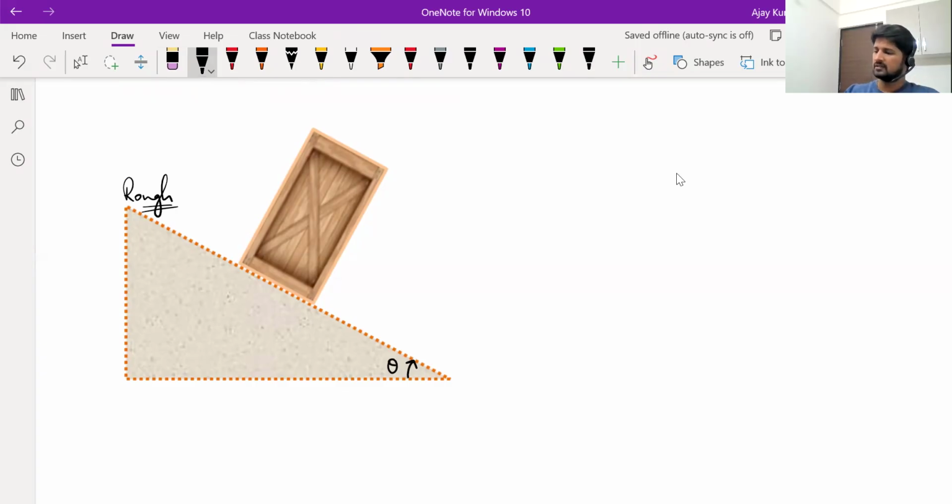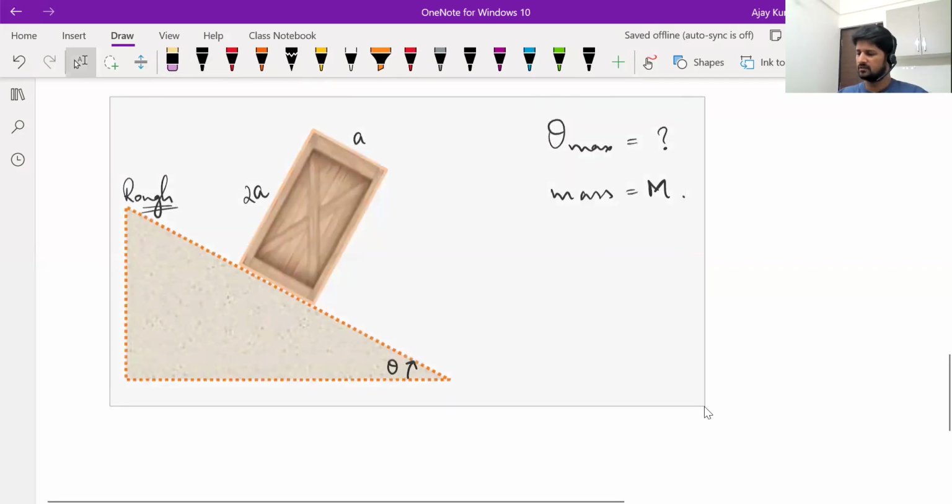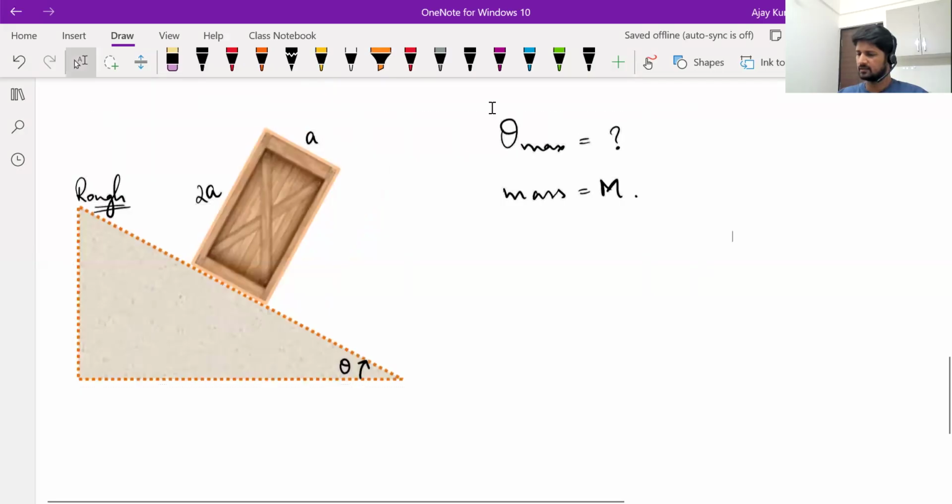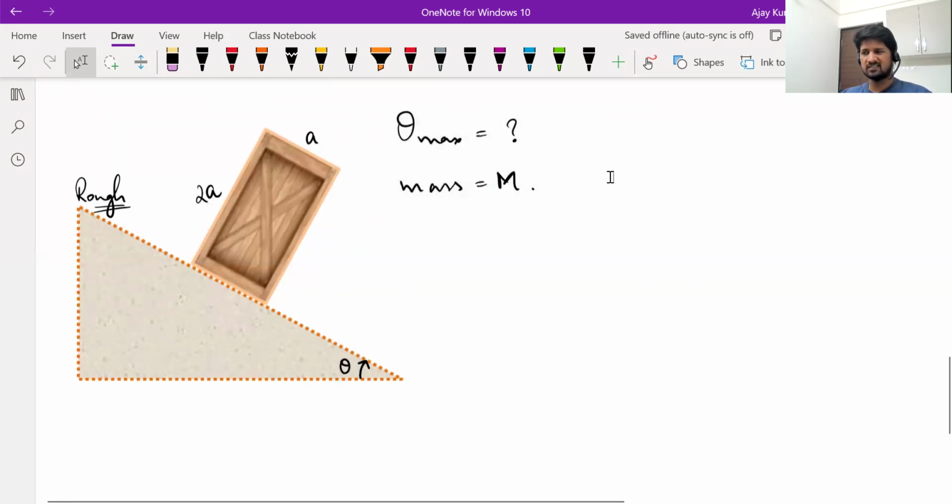Find out or derive the maximum angle up to which the surface can be tilted. Dimensions of the box: this side is A, this side is 2A. Mass is M. Friction is sufficient to prevent slipping, so the box is not going to slide down. But at one angle, you know it will topple and fall. Find out the maximum angle up to which you can tilt the surface. Again, we are talking about the maximum angle at which it just doesn't fall, so you have to imagine it being about to fall. Accordingly, you draw the forces, write the equilibrium condition, and you'll get the answer. Try this, all of you.